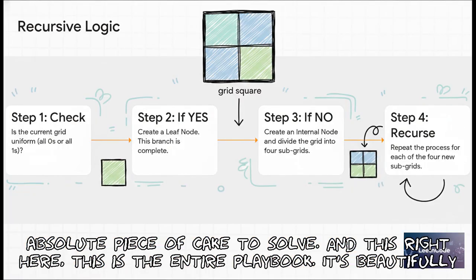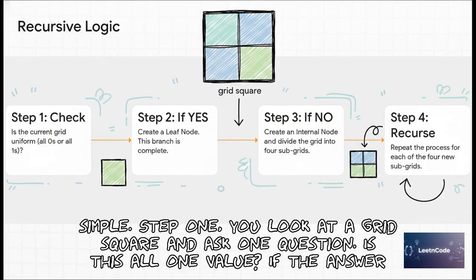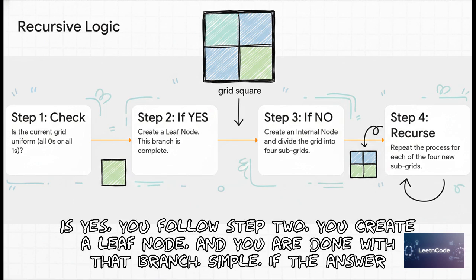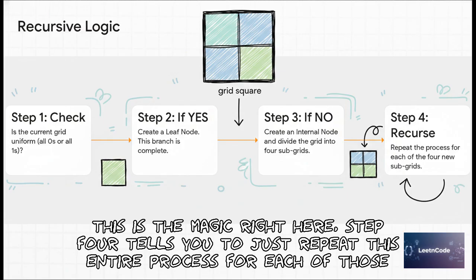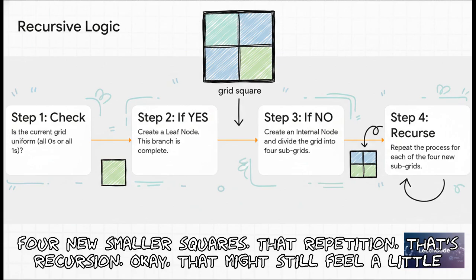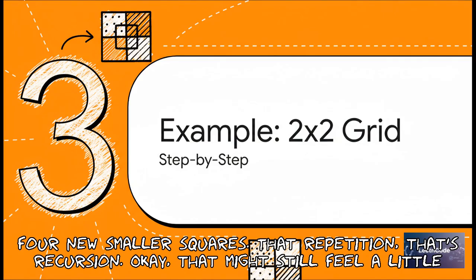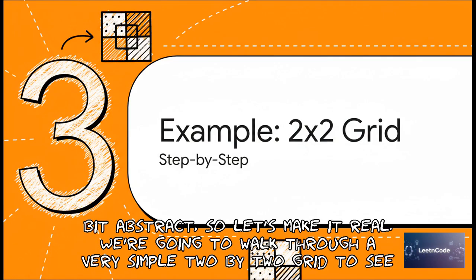And this right here, this is the entire playbook. It's beautifully simple. Step 1, you look at a grid square and ask one question. Is this all one value? If the answer is yes, you follow step 2, you create a leaf node, and you are done with that branch. Simple. If the answer is no, you go to step 3. You create an internal node, and you divide that square into 4. And then, this is the magic right here, step 4 tells you to just repeat this entire process for each of those 4 new, smaller squares. That repetition, that's recursion.